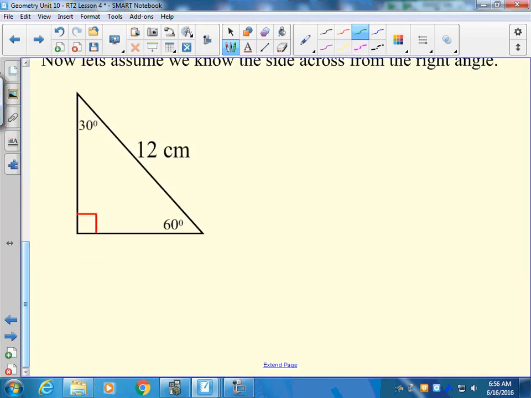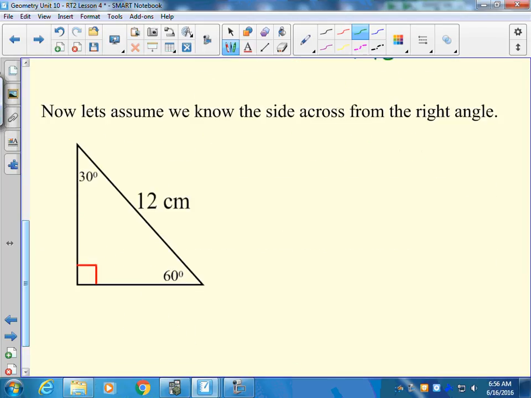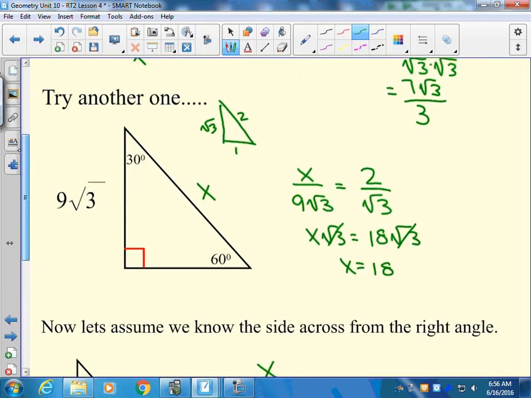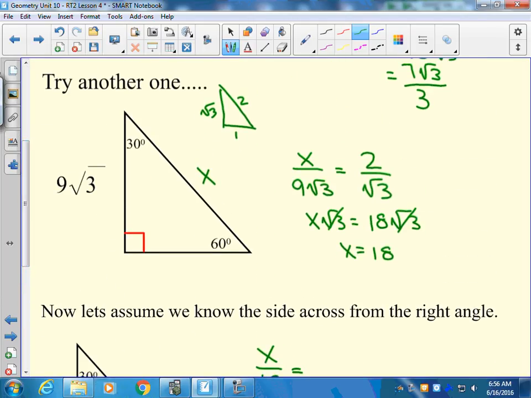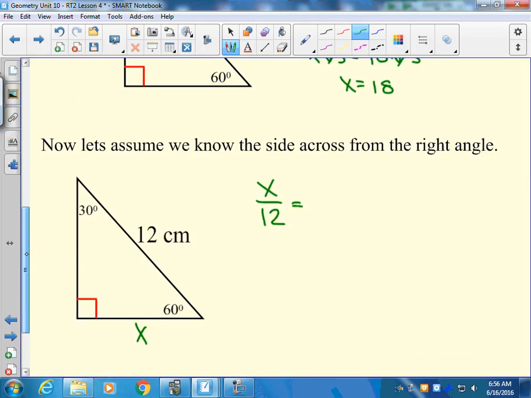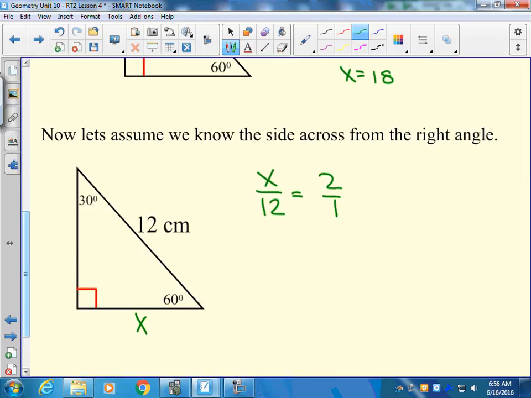Okay, next example here. We're given the hypotenuse length, and for this one, I'm going to end up finding the short leg length, x. So if I'm given hypotenuse and I'm trying to find short leg, that is my first ratio. And then I just want to look back at my reference triangle. I've got 2 for the hypotenuse, 1 for the short leg. So I'm setting up that equal proportion so I can cross multiply and solve.